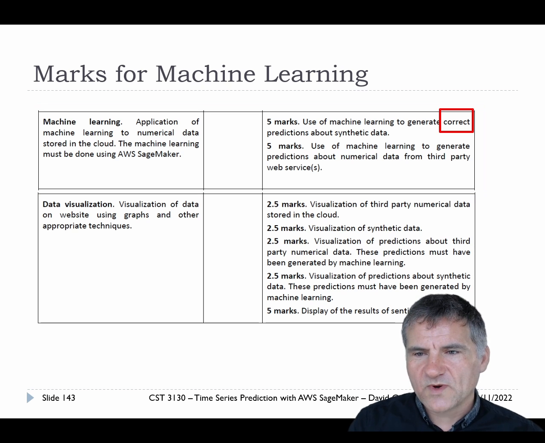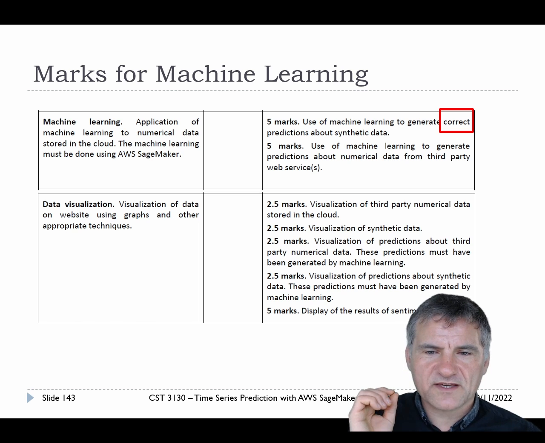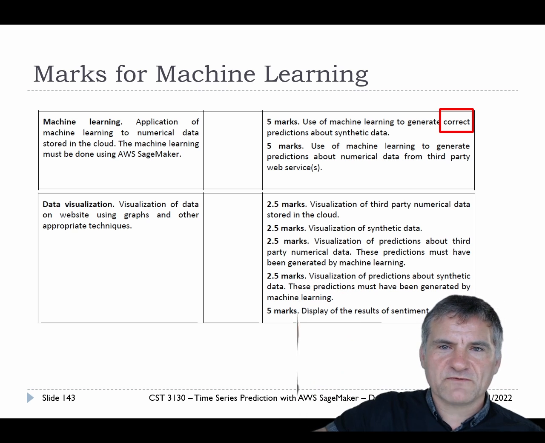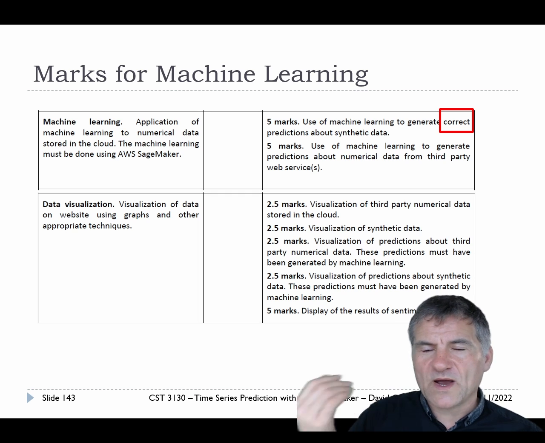With the synthetic data, the full 5 marks are only available if you generate the correct predictions about the synthetic data. Because as I've explained, it does work on synthetic data. If you got it right, the predictions should be about right. If they're way off, you've done something wrong.